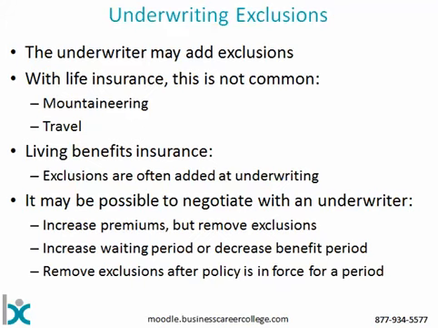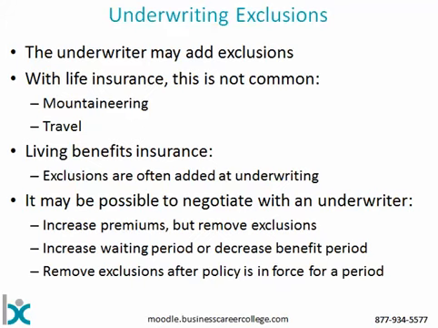So the mountaineering exclusion really covers off if you have somebody who is killed while they are rock climbing or some other mountain-based activity. And that would get added because at the time of underwriting, we had some indication that that was a likely risk. Travel, if you have somebody who spends extended periods of time outside the country, a travel exclusion will often get added, especially if they're traveling in potentially more dangerous parts of the world.